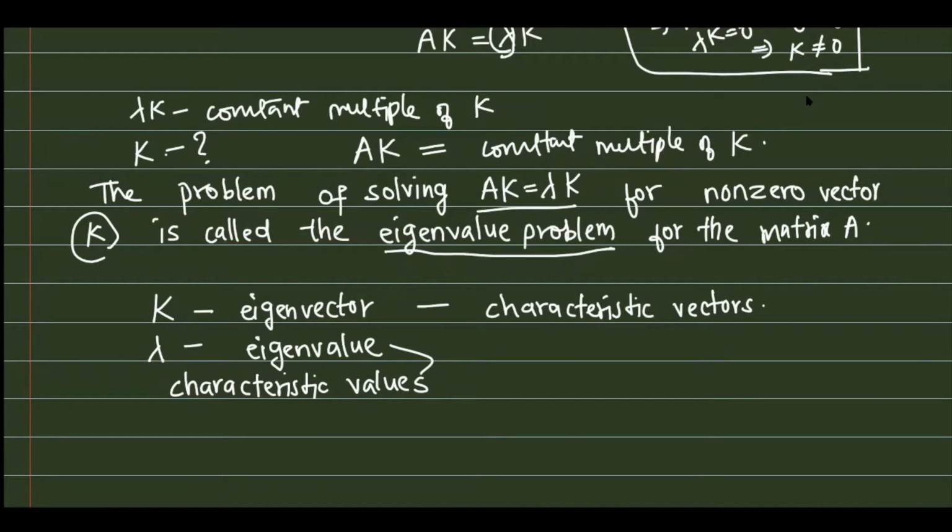So this is the eigenvalue problem, the problem of finding a non-zero K for which AK equal to lambda K will be satisfied. And if you are able to find such a K, then that vector K is called the eigenvector or the characteristic vector, and the corresponding value of lambda is called eigenvalue or characteristic value.